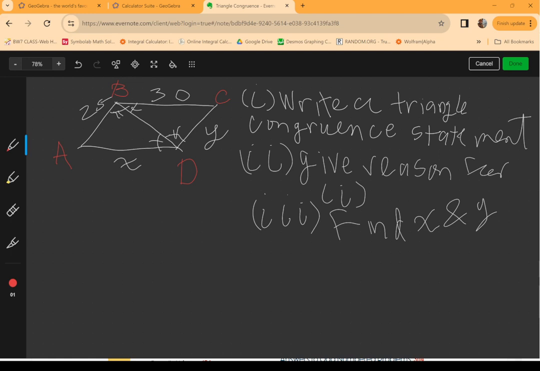So here it looks like I have really two triangles, right? So I have triangle A, B, D. Give me a second here. Okay. So really what do we have? We have two triangles, triangle A, B, D. All right, and we also have triangle C, D, B. Okay.